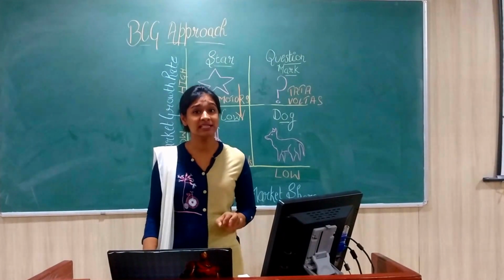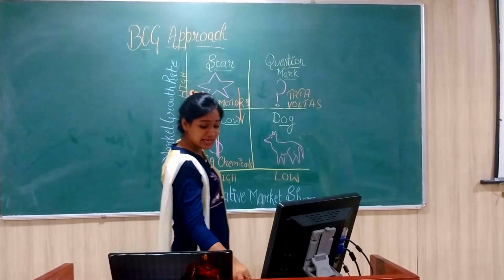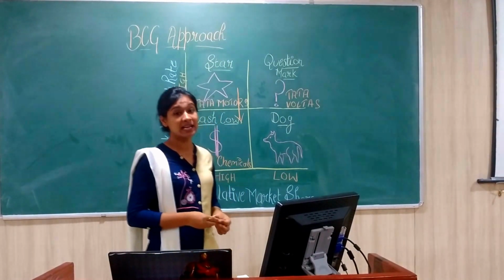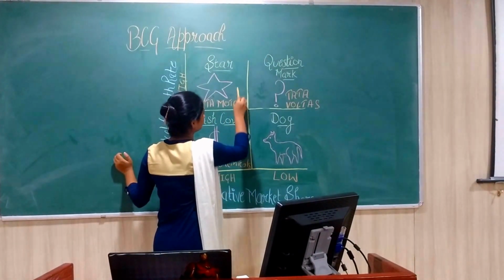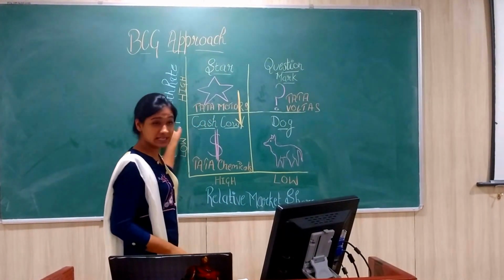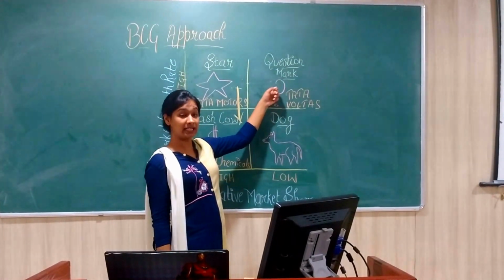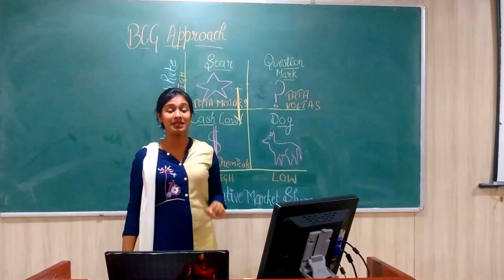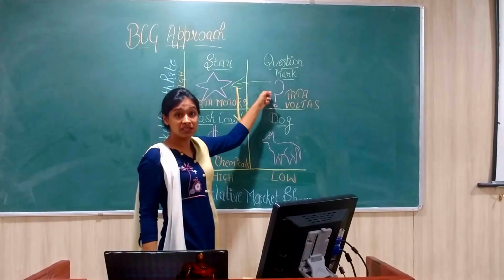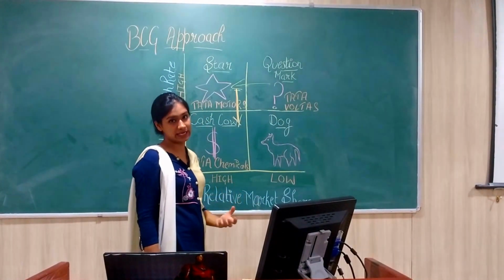These SBUs can also change their positions. SBUs in star can become cash cows when the particular industry matures. The question marks can turn into stars by investing a huge amount of money, and these question marks can also turn into dogs if we don't pay any attention to them.